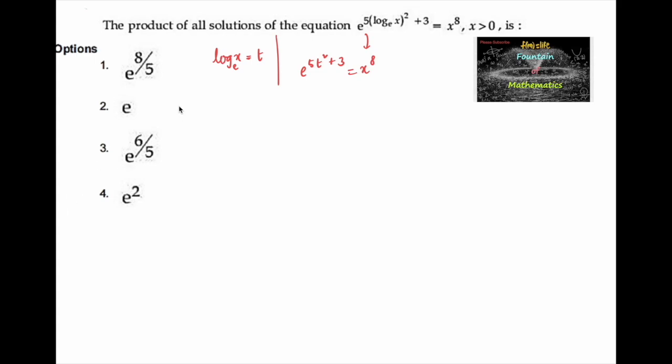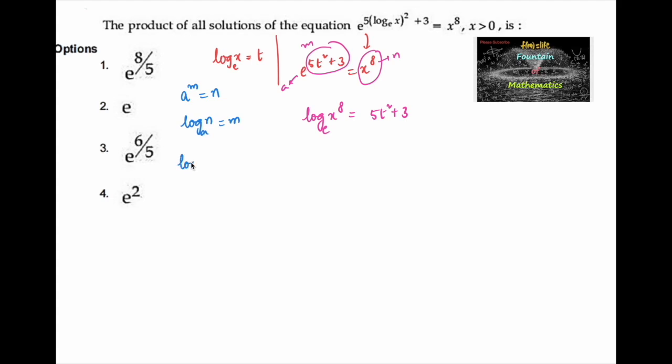And we know the conversion of logarithmic form to exponential form, that is a to the power m is equal to n, we can write log n to the base a is equal to m. So let us consider here m is equal to 5t² + 3, and x to the power 8 is equal to n, and a is nothing but e. So we can write in logarithmic form as log x to the power 8 to the base e is equal to 5t² + 3.